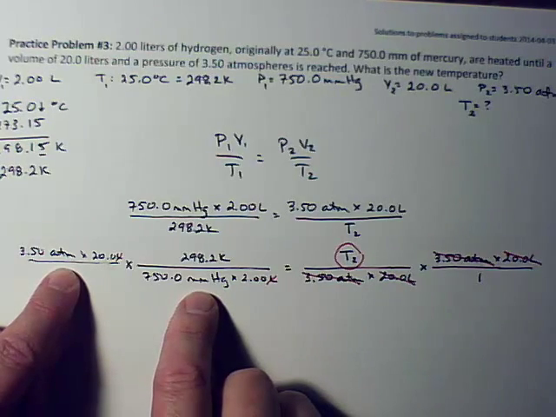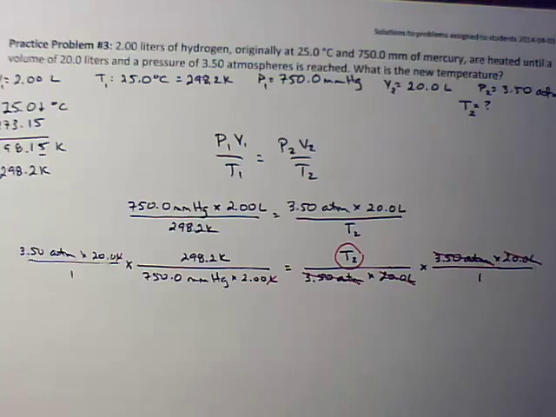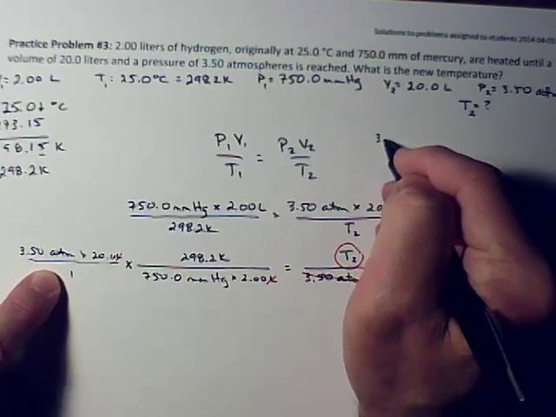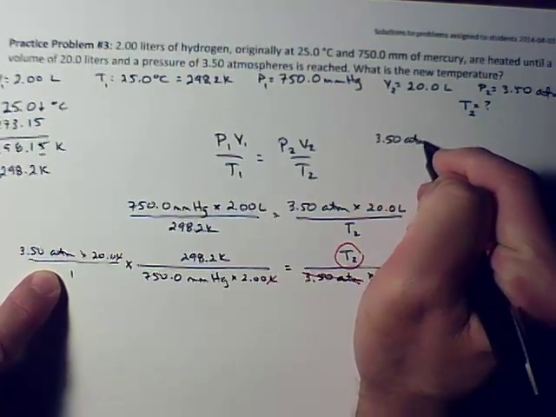Does that make sense? All right. Does anybody have a preference? No? Okay. Somebody wants me to convert atmospheres to millimeters of mercury. So I'm going to put 3.50 atmospheres over here over 1.